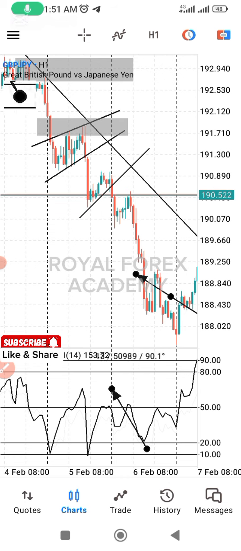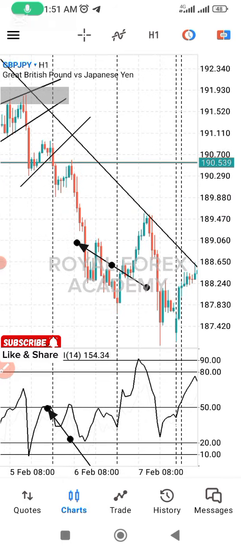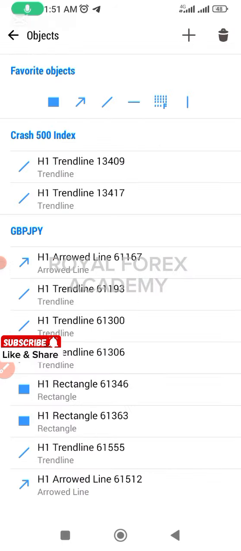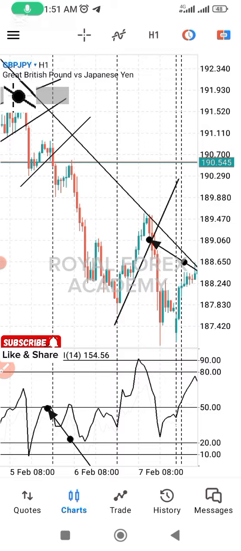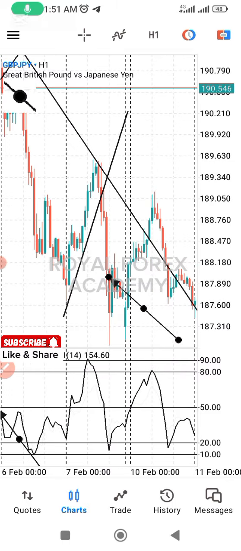And of course, here is the cross of price crossing the 50 level of our RSI. So that is a beautiful entry. Here is another one. Price begins to pull back. Remember, we are still in a downtrend, and that is why you see these things playing out with ease.